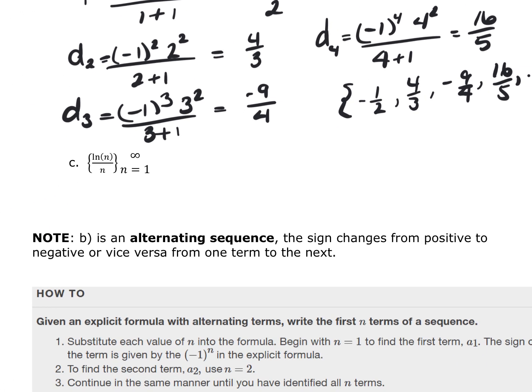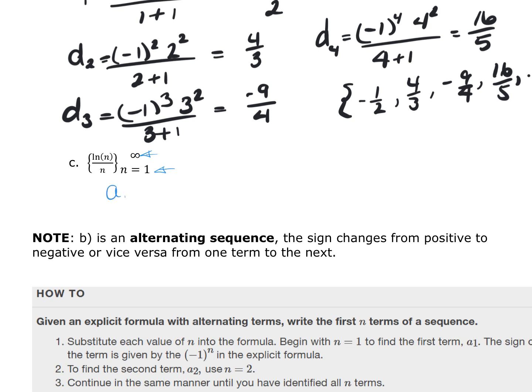The next one I'm going to look at is C. Now, the way they're presenting this mathematically, they're not giving me a subscript. They're not telling me to use A or D. So I'm going to use A. So this is telling me where I want to start, and this is telling me where to end. But remember, I only want the first 4 terms.